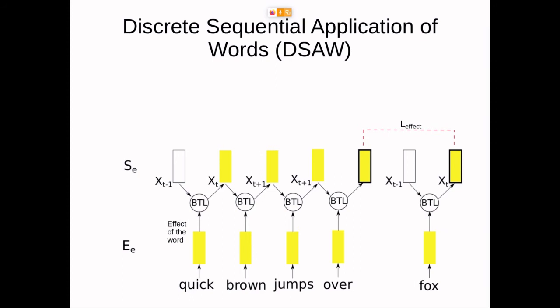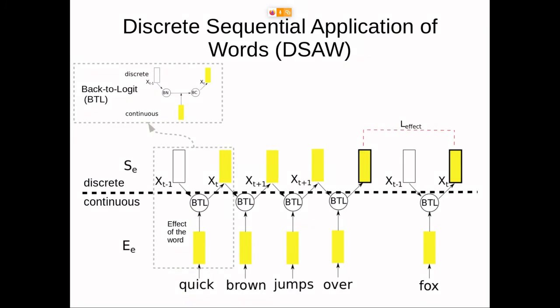And so we apply what we just said, the BTL mechanism, Back-To-Logit, to our model. We're really just applying that sequentially over the context words to obtain the final context. And then we do the same thing with the target word to obtain the target effects. And we put a loss function between them to make the model learn over time.